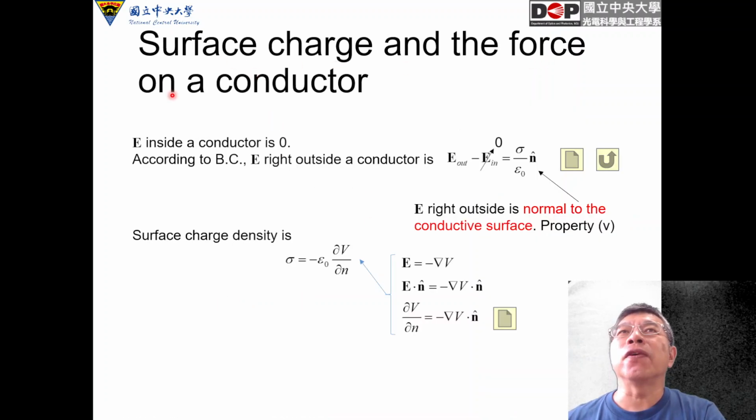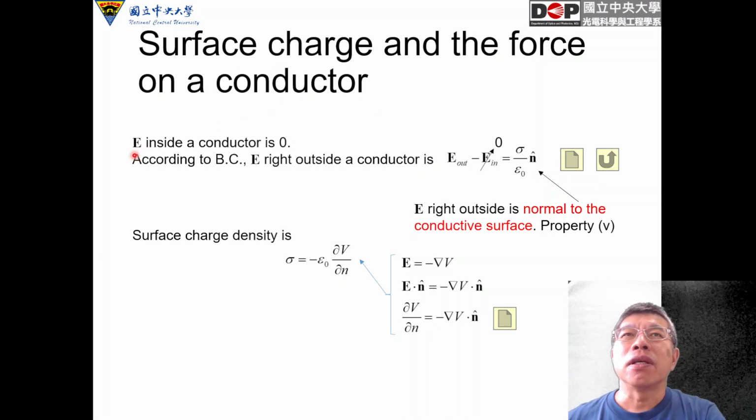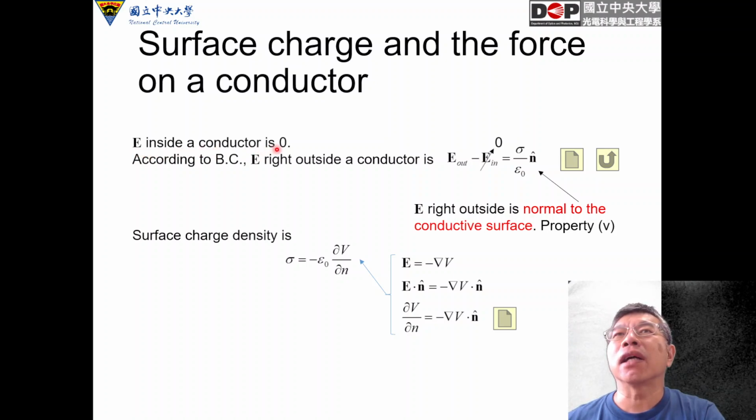So, surface charge and the force on a conductor. We always need to consider the force. So the electric field inside a conductor is zero. According to the boundary condition, the electric field right outside a conductor is this one. Okay, so that's some earlier result. So you can go back and take a look at it.